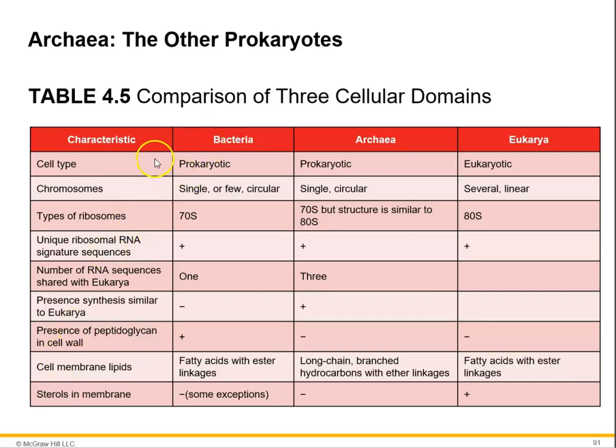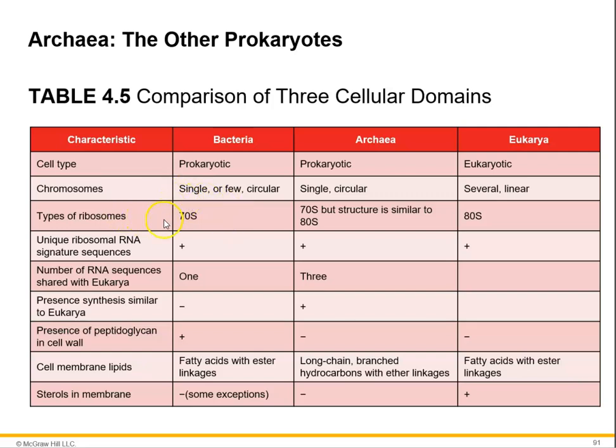And this is just a chart showing some of the different characteristics among bacteria, archaea, and eukarya. So the cell type, bacteria and archaea are both going to be prokaryotes. Eukarya is eukaryote, okay? Chromosomes, bacteria can have a single or a few, and they're generally circular. Archaea have one single chromosome, and it's circular. Eukaryotes have several chromosomes, and they are linear.